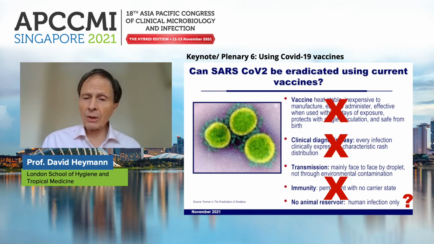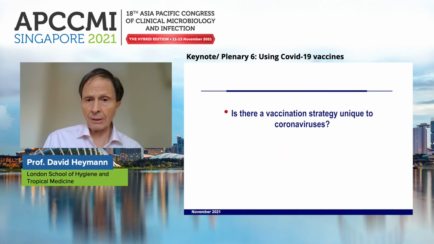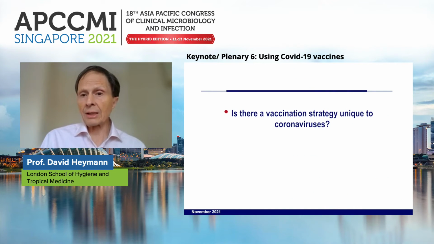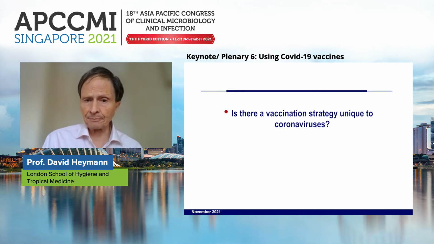So we don't have a good prognosis for eradication of SARS coronavirus 2, and we should not even be speaking about that at present. But there could be a vaccination strategy unique to coronaviruses if the proper research is done.